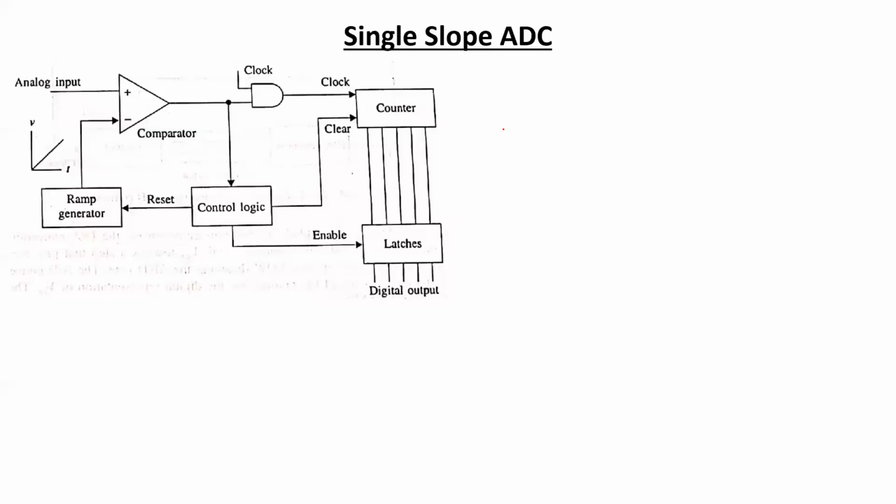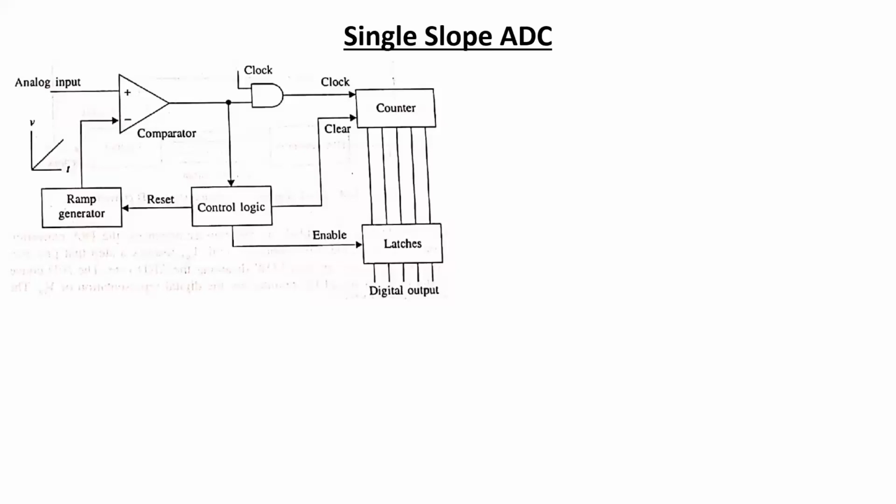In our last class, we discussed the operating principle of two different types of ADC. One was the flash analog to digital converter, another was the successive approximation analog to digital converter. In today's class, I am going to introduce two other types of ADCs. One is called the single slope ADC, another one is the dual slope ADC.